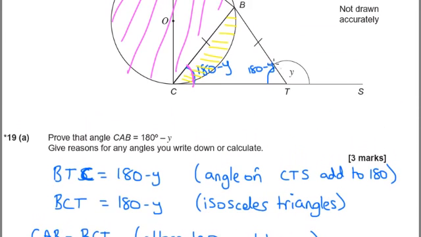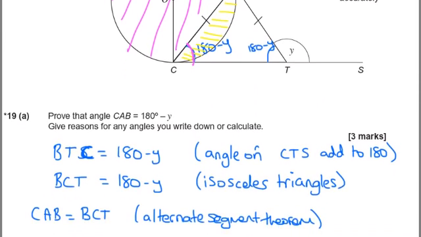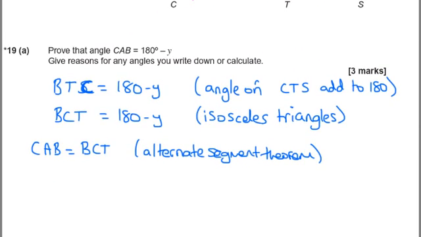And we've just written down what BCT is. We've said that BCT is 180 minus y. So that means, therefore, CAB equals 180 minus y. So that's it.